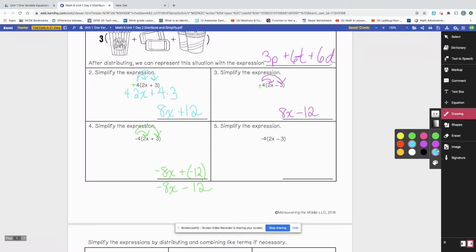Then finally, we have one more. We have negative 4 times 2x. Now, one thing we can do is make that subtraction adding a negative, so that when we distribute the negative 4 to the negative 3, that will change our sign. So negative 4 times positive 2x plus that negative 4 times that negative 3. See how everything's separated out? Then just simplify from there. This becomes negative 8x plus negative 4 times negative 3 yields a positive 12.